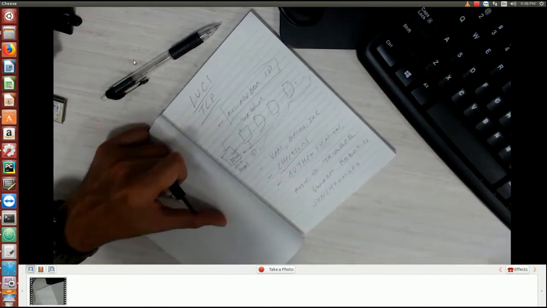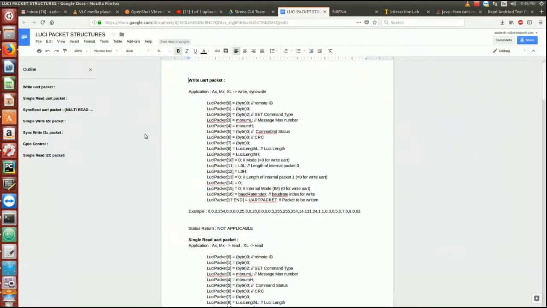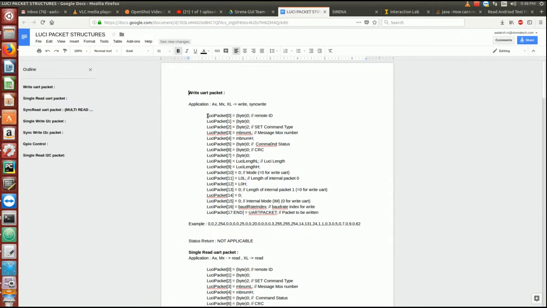Now, to take an example of how a packet would look, let's look here. Over here we have the LUCI packet with some sort of structure. So let's see what the structure looks like. So we have 002, the remote ID, and then over here what kind of command do you have. What we're trying to do is a write UART packet.